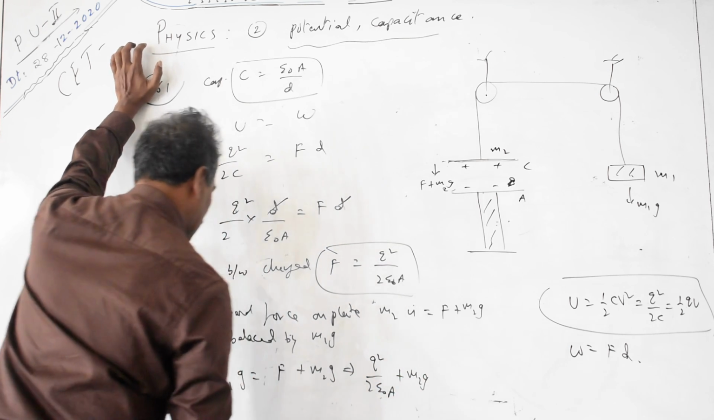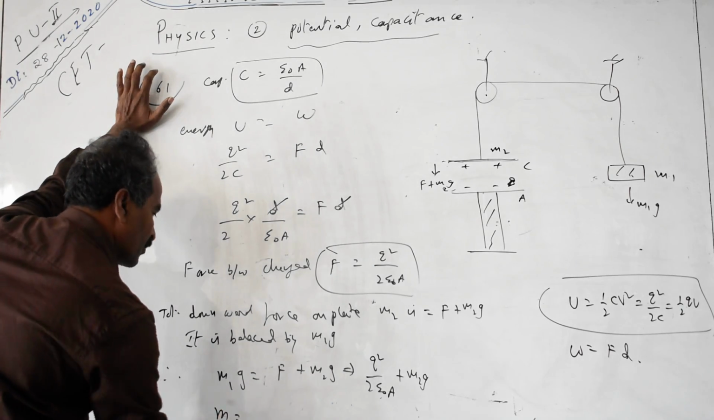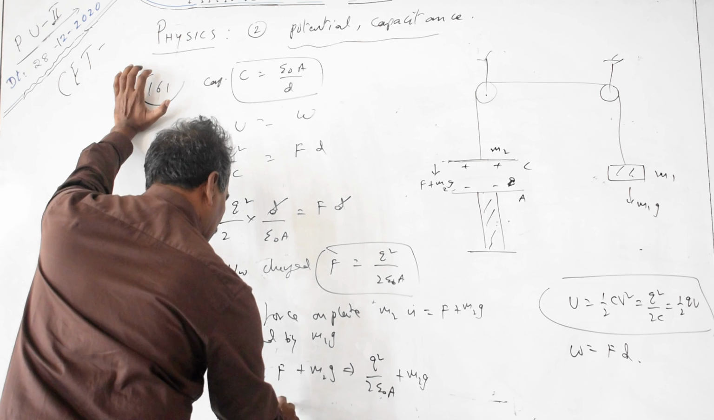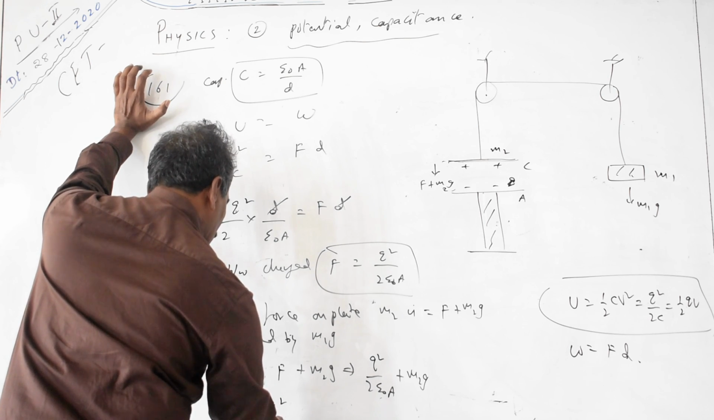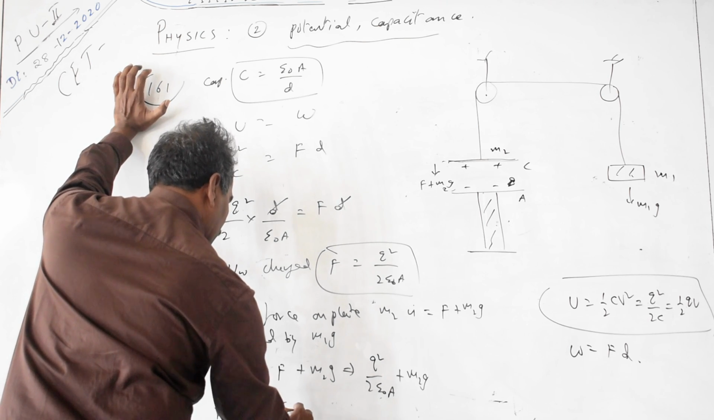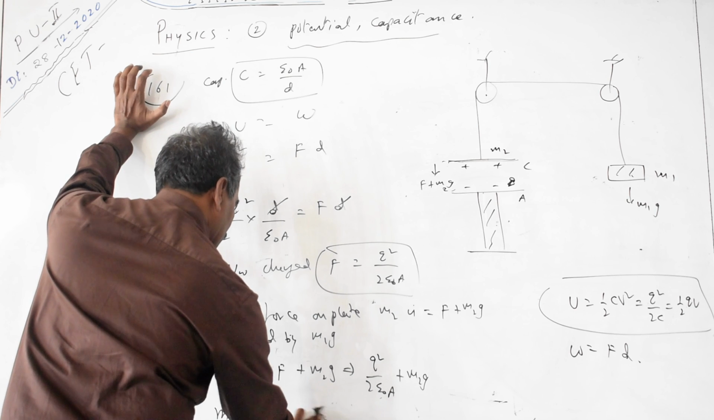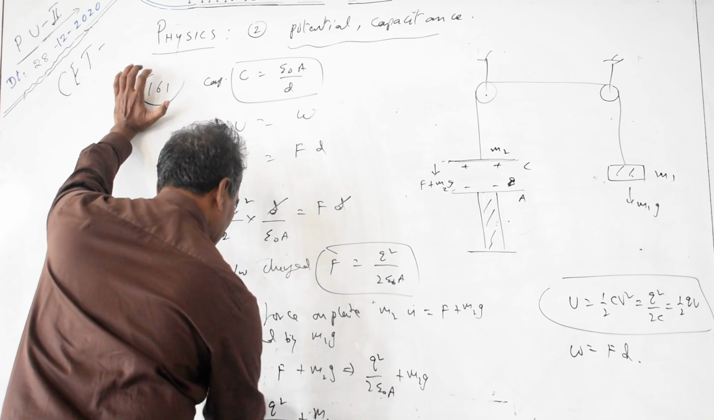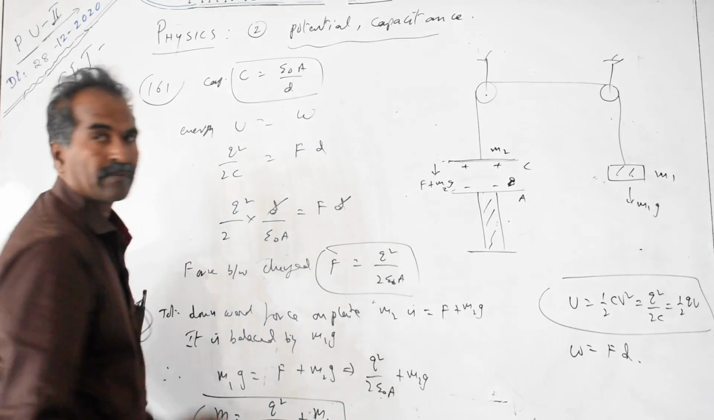But we want M1. M1 equals Q squared by 2 epsilon naught g A, plus M2. This is the answer.